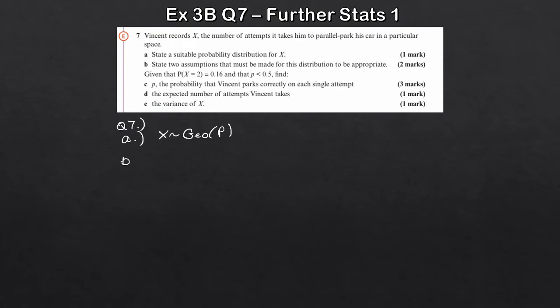Part B, we're asked to state two assumptions that must be made for this distribution to be appropriate. I'm getting kind of tired of writing these two assumptions, but we'll do it again. So 2 marks, 2 assumptions that must be made for this distribution to be appropriate. Well, that would be that each attempt is independent.